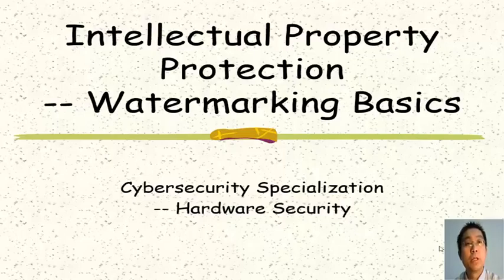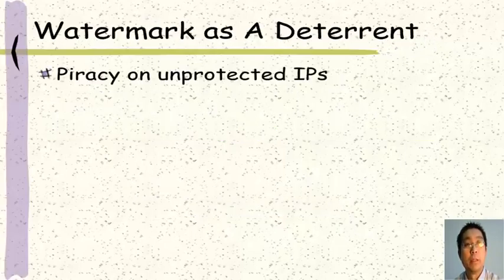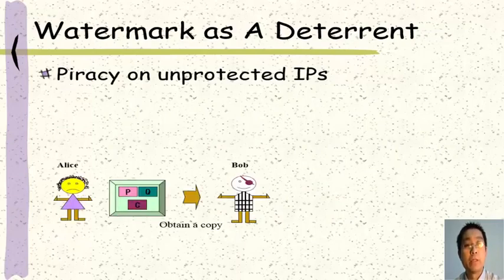Let's continue our discussion on IP protection with digital watermarking. This cartoon shows how watermarking can be used as a deterrent for IP piracy. Alice is the IP provider, and Bob gets a copy of the IP from Alice. Seeing the value of the IP, Bob decides to make profit illegally from Alice's IP.